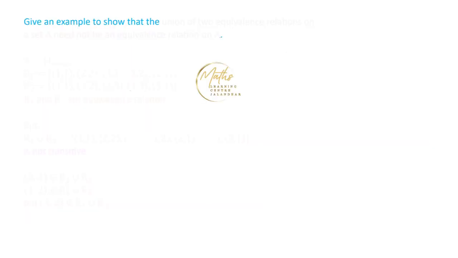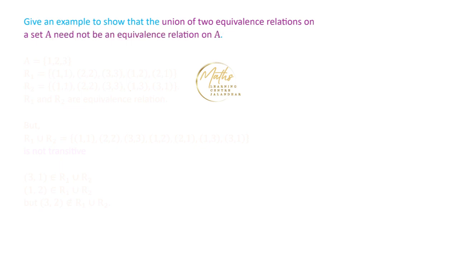Next is: give an example to show that the union of two equivalence relations on a set A need not be an equivalence relation on A. So we have to give an example to prove that it is not an equivalence relation.